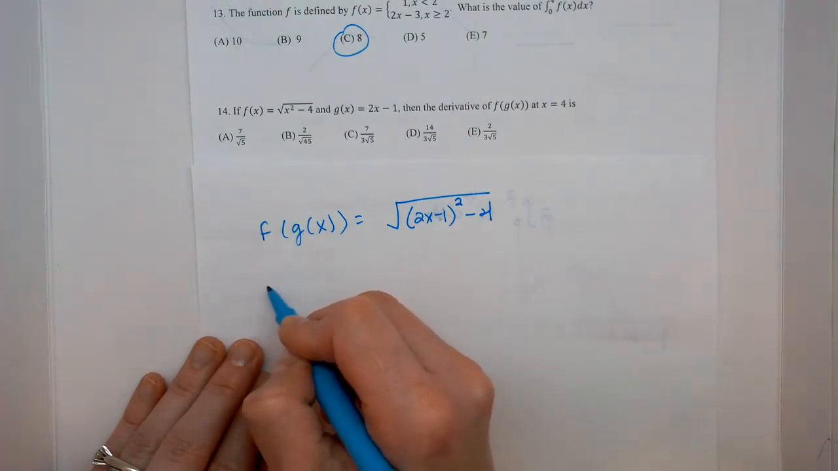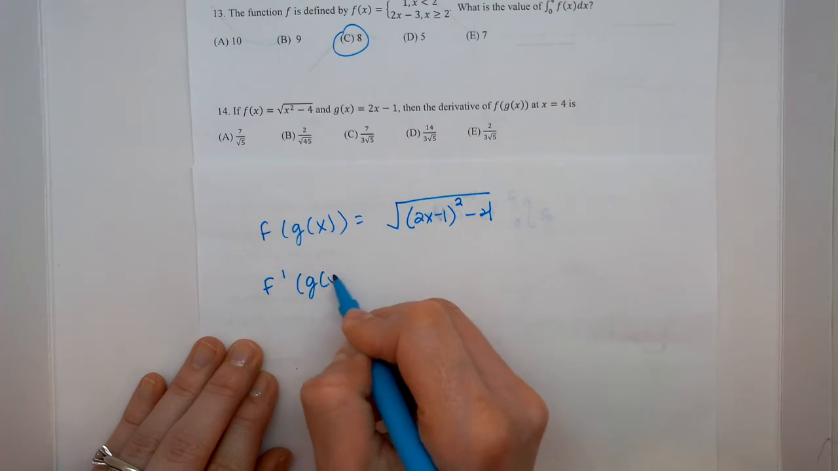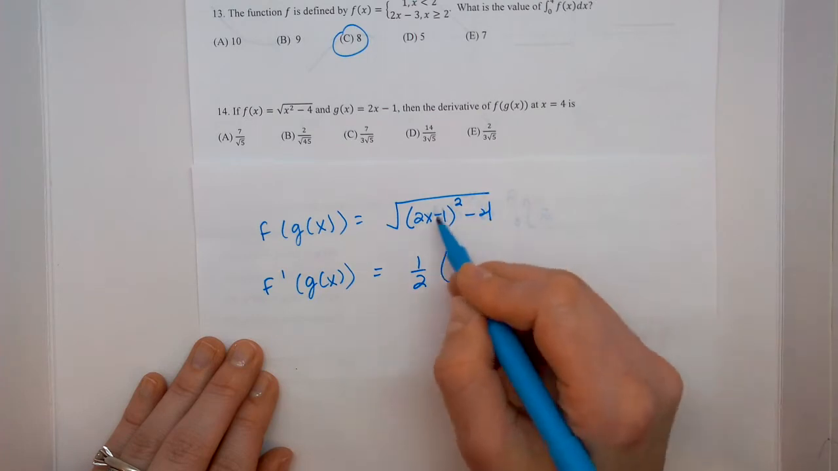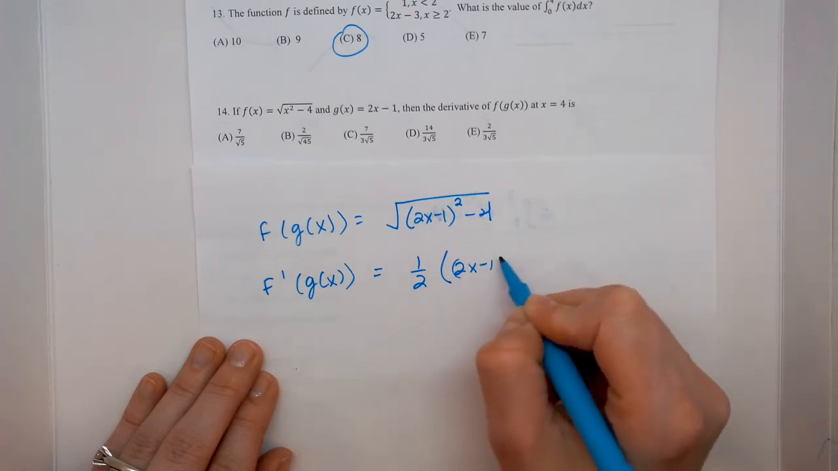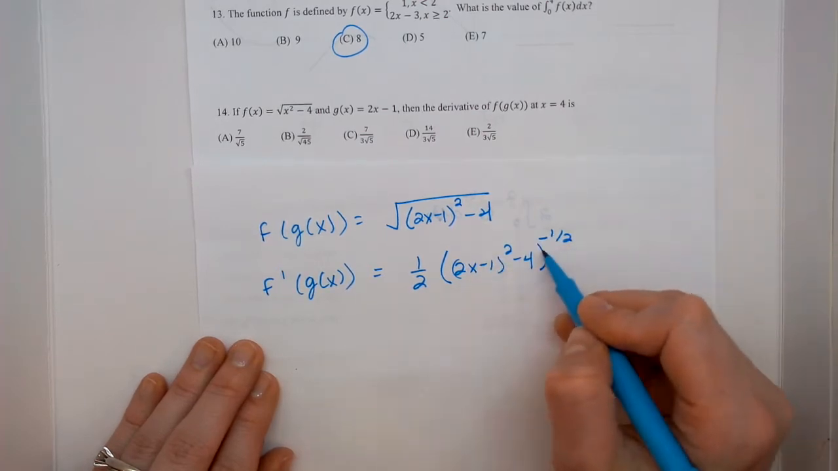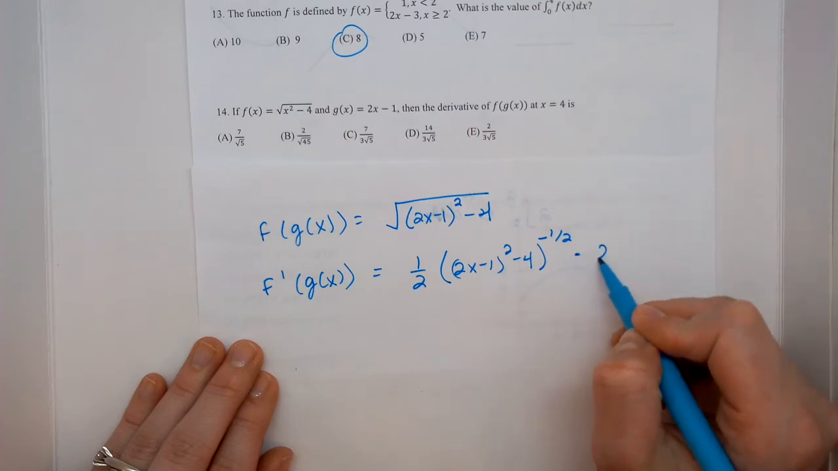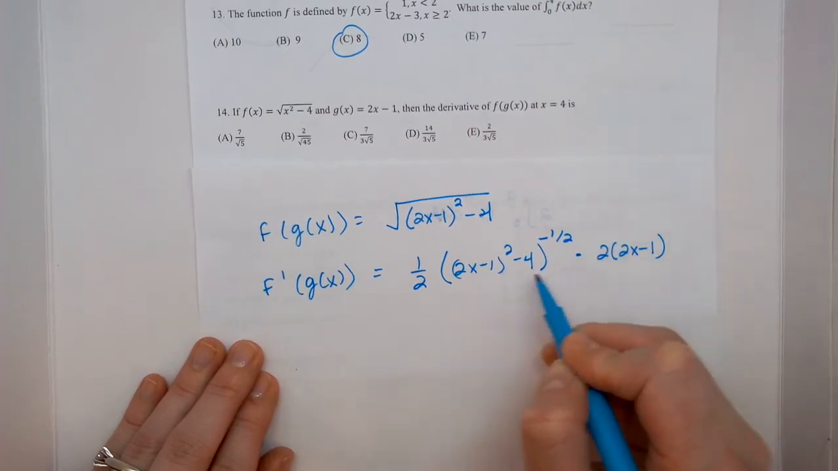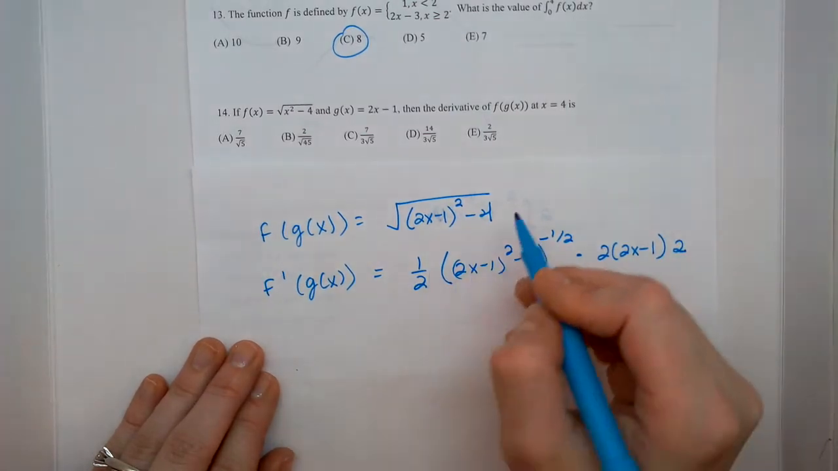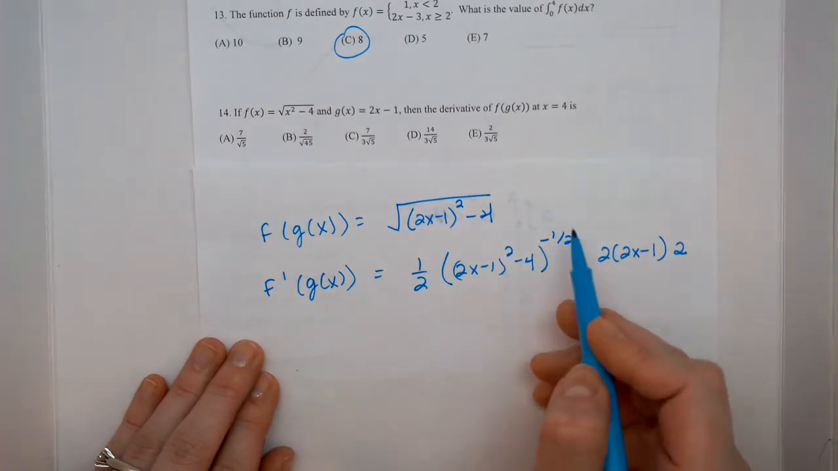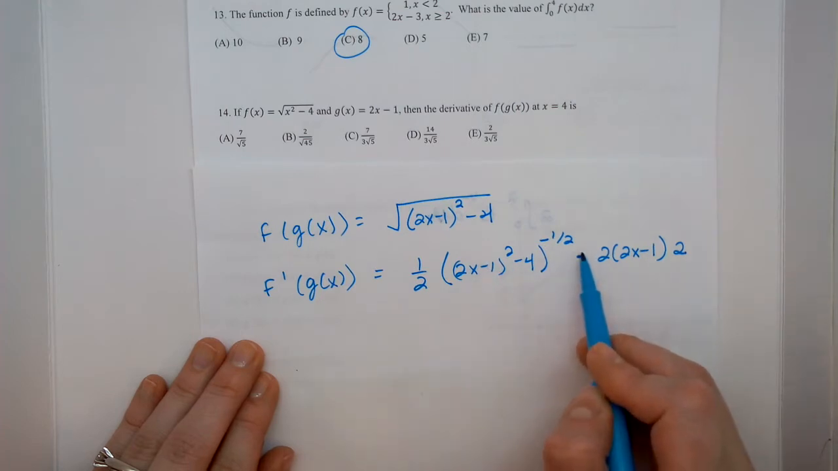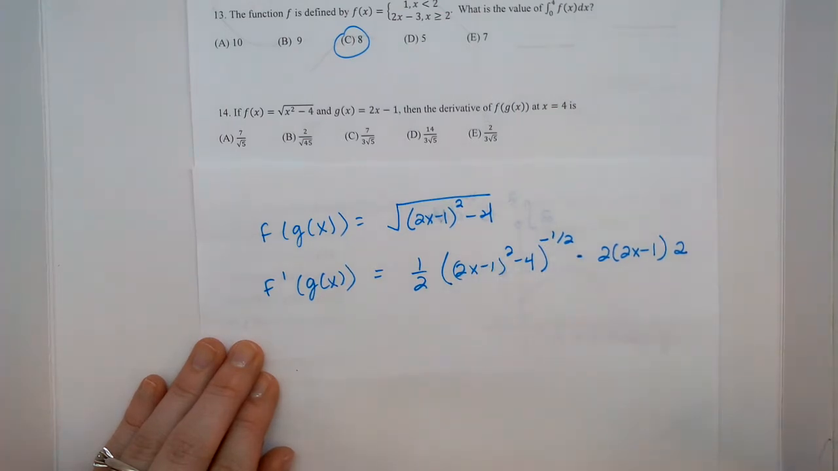Now the derivative, or f prime of g of x, is going to be 1/2 times the derivative of the inside, so 2x minus 1 squared minus 4 raised to the negative 1/2. And then we multiply by the derivative of the inside. So that's 2x minus 1 times the derivative of the other inside, which is 2. Okay, so again, I rewrote this as an exponent of 1/2, and then I brought that down, subtract 1 from the exponent, keep the inside the same, then multiply by the derivative of the inside.